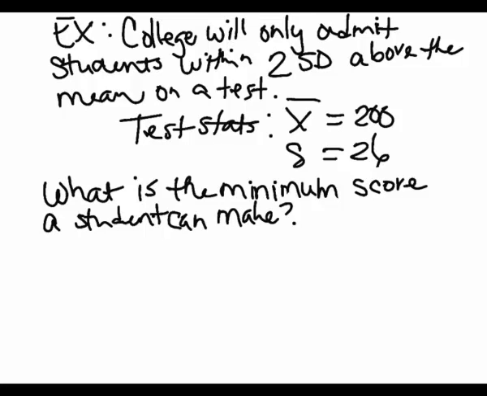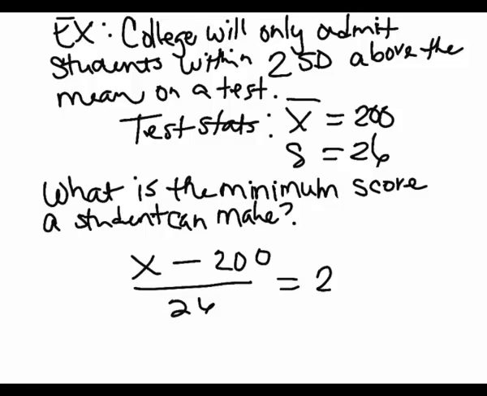Okay, let's look at this problem. A college will only admit students within 2 standard deviations above the mean on a test. The average test score is 200, and the standard deviation is 26. What is the minimum score that a student can make on this test in order to get into the school? So for the z-score, we would take the score, subtract 200, divide by 26. And we want it to be greater or equal to 2. So let's go ahead and make it equal to 2.